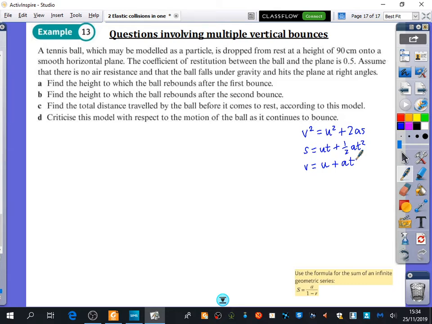Remember that U was the initial speed, V was the final speed, and a was gravity, which was 9.8. And we talked carefully about which direction things were going in because they were vector quantities. If something was going up and something else was going down, one of them better be positive and one of them better be negative. I don't really mind which one, as long as things going in one direction match each other. So this is questions involving multiple vertical bounces.